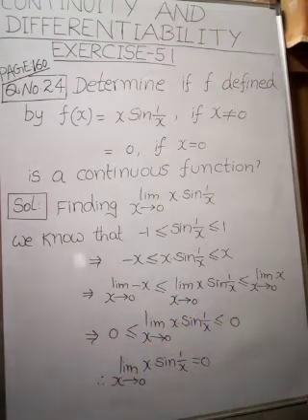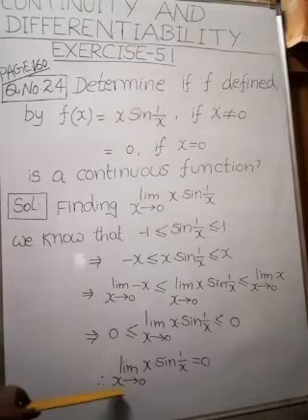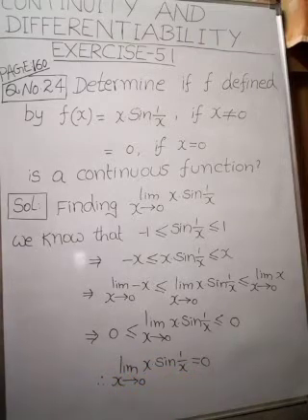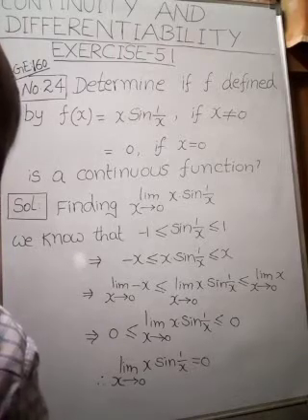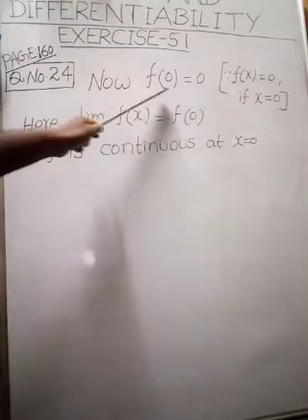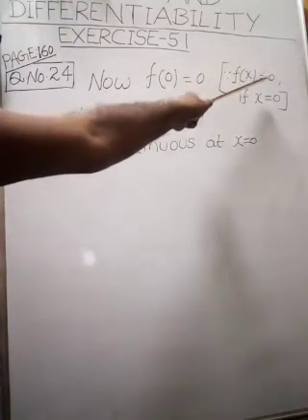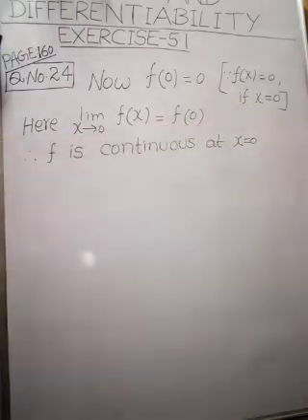Is there any number that lies between 0 and 0? No, 0 only. So therefore, as x tends to 0, the limit of x sin(1/x) is equal to 0. Understood this step, my dear children? Right. Now f(0) is equal to 0, because f(x) is equal to 0 if x is equal to 0. Understood this step, my dear children?